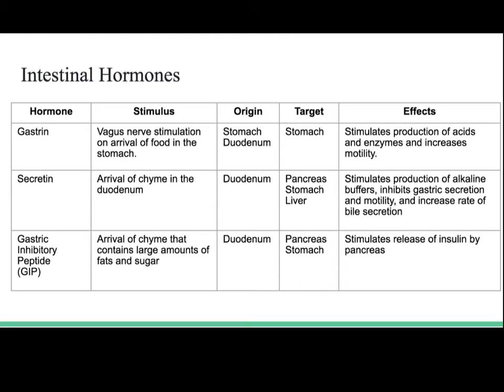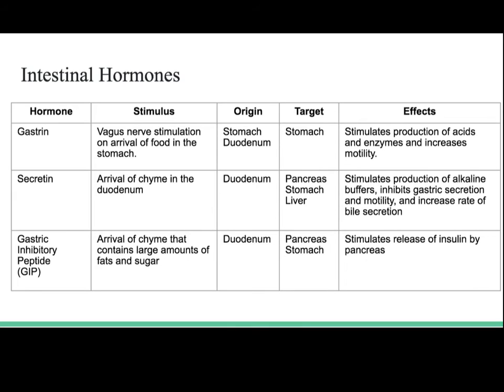Alright, so what we have here is a little chart that focuses on the intestinal hormones, and these are basically things that are secreted due to a stimulus. As you can see here, I want you guys to write down our first one, which is gastrin. Its stimulus is the vagus nerve stimulated upon arrival of food in the stomach, which basically means that you put food in your stomach, it sends a signal up to the brain. So it originates there. The target for that hormone is the stomach. The effects are it stimulates the production of acid as well as enzymes, and you can imagine that enzyme in the stomach should be pepsin.